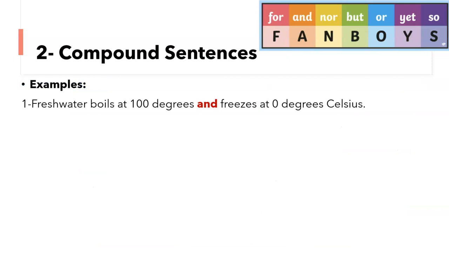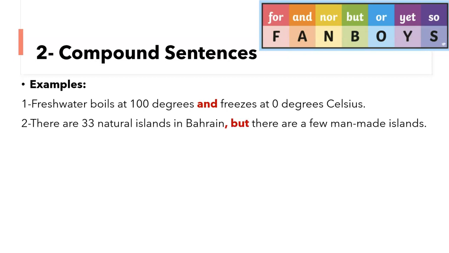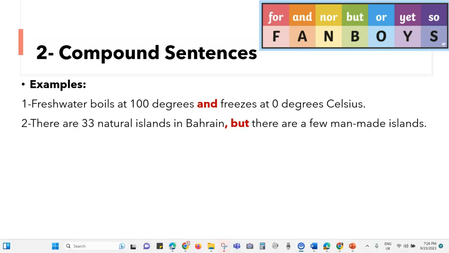Examples of compound sentences, the same sentence, but here it adds and freezes at 0 degrees Celsius. So this is not simple, this is compound sentence. 2 thoughts. There are 33 natural islands in Bahrain, but there are a few man-made islands like Amwaj, like Durrat al-Bahrain in southern Bahrain. This is man-made island.